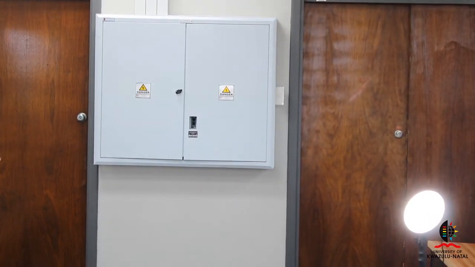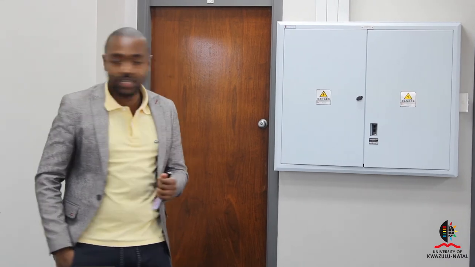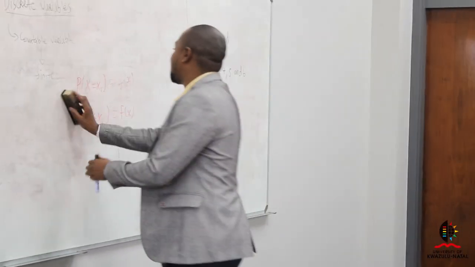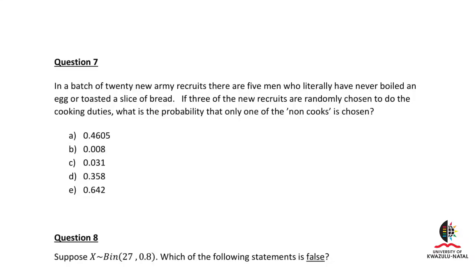Question 7. Are you still on chapter 4? Yes, you're still on chapter 4. We are in chapter 4, the hypergeometric distribution. How do you see that you're dealing with a hypergeometric distribution? You're given the population, and from the population, you're being told about multiple samples, right?